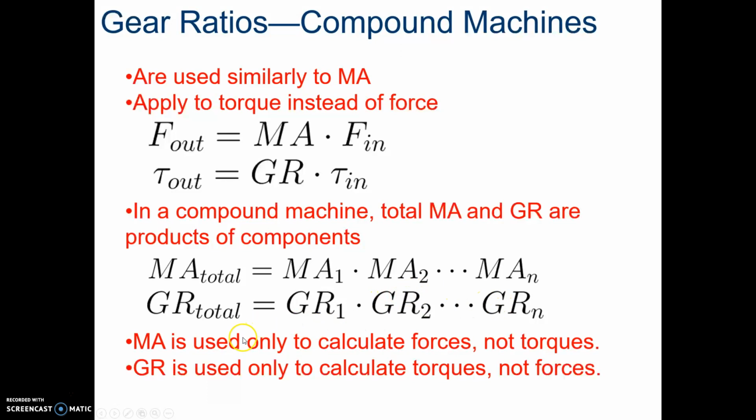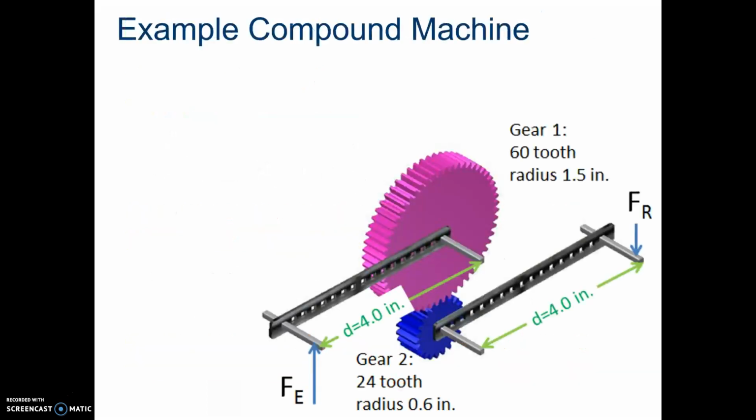Mechanical advantage is used only to calculate forces, not torques, and gear ratio is only used to calculate torques, not forces. While all this is true, we still treat mechanical advantage and gear ratio the same, because whatever it is we're doing, they're still giving us an advantage, right? We're either reducing our effort force or reducing our effort distance, so they're therefore still an advantage. So we treat mechanical advantage and gear ratio as an advantage overall.